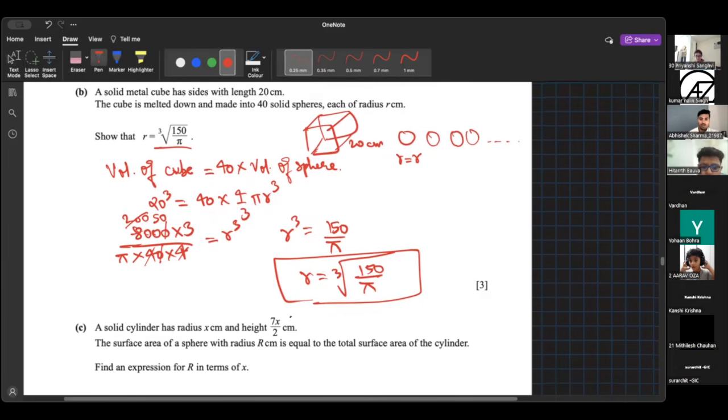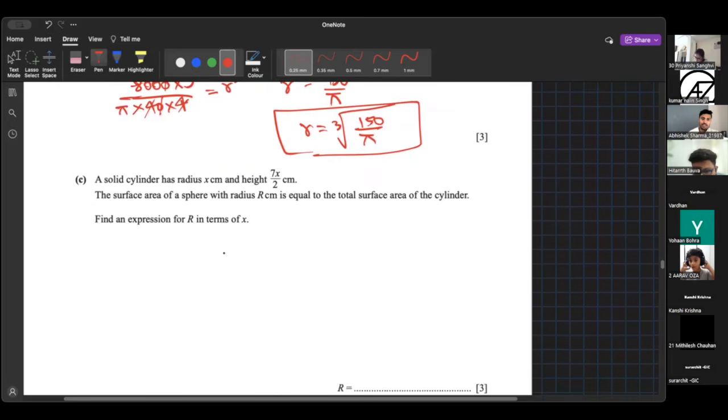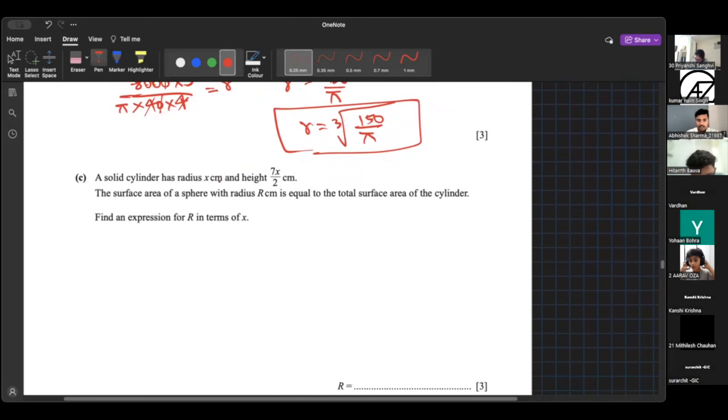Okay. Sure. Moving on to part C, it says a solid cylinder has a radius of x centimeters. So again, just to understand this better, let's sketch a cylinder. They're saying that a solid cylinder has radius x, and height is 7x by 2. This is the question. Then it says the surface area of the sphere with radius capital R is equal to the total surface area of the cylinder.